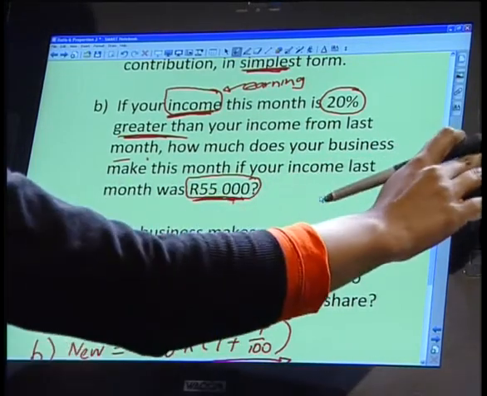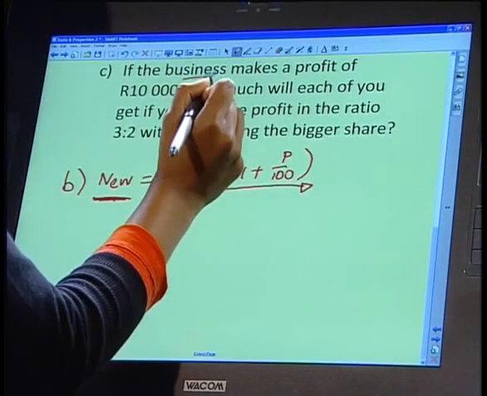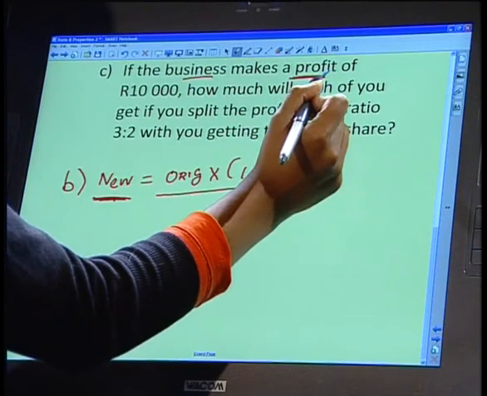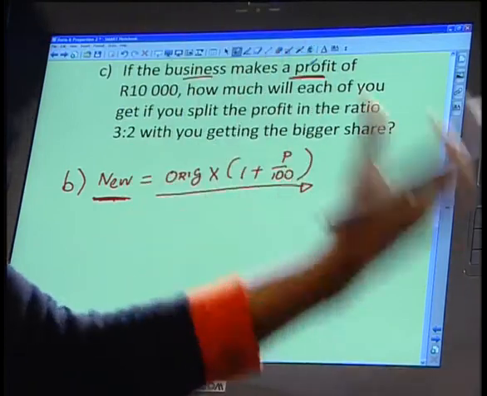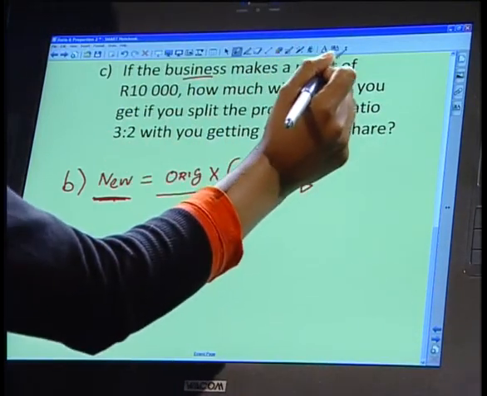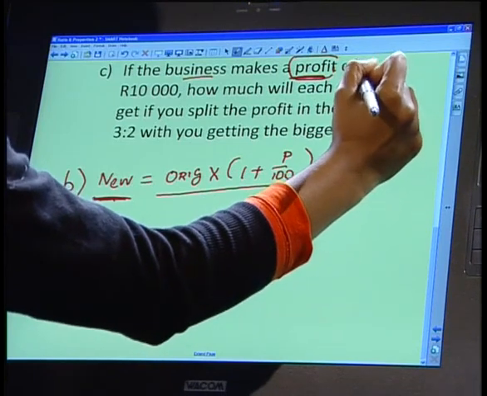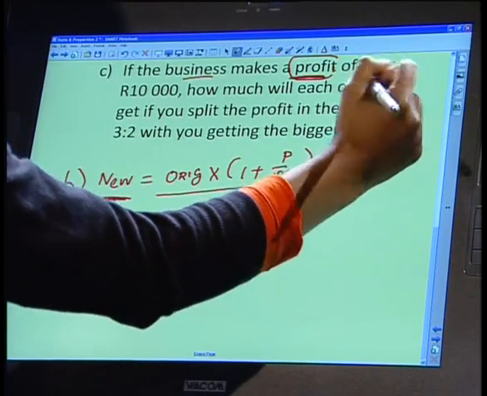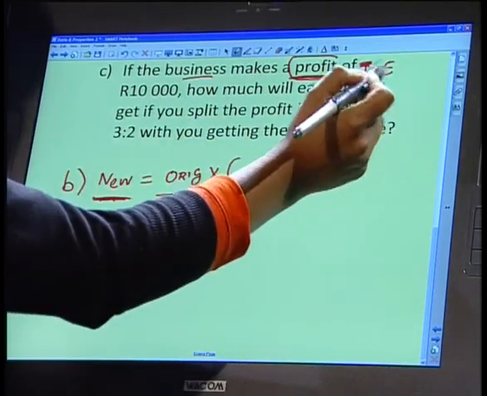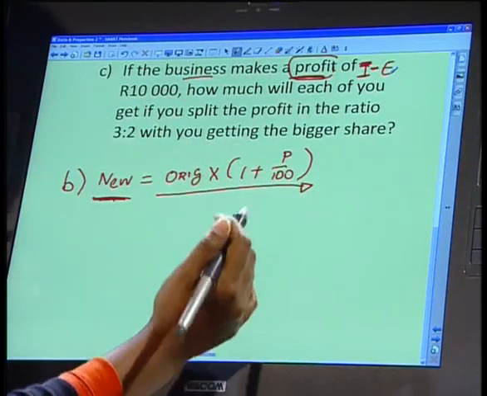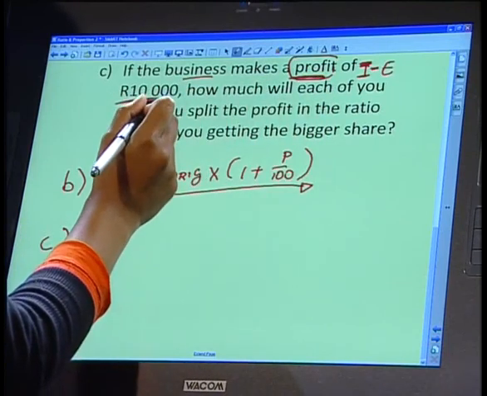Okay, so for the last part of this exercise, we are told that the business makes a profit. Profit is what you are left over with after you've paid all your costs and all of your expenses. So your profit is really your income minus your expenses. And this is something we will get into more detail with in financial maths. Okay, so your profit is just your income minus your expenses. So it's what you're left over with. And we are told that it makes a profit of 10,000 Rand.